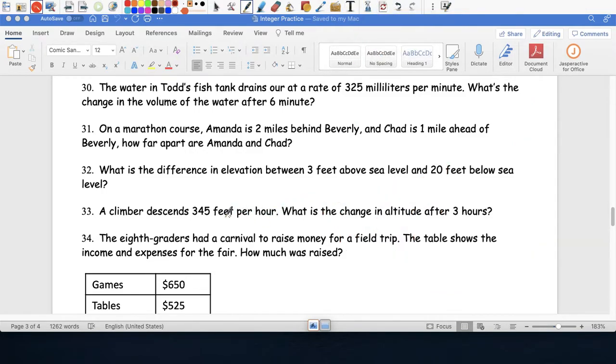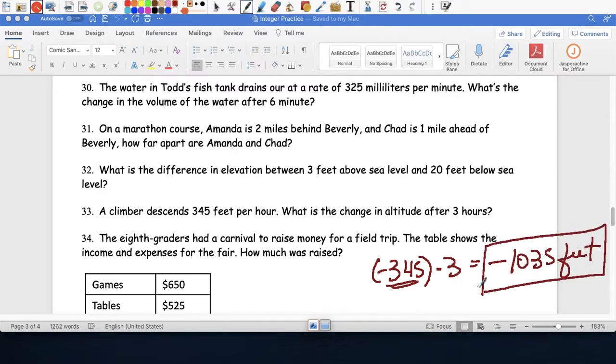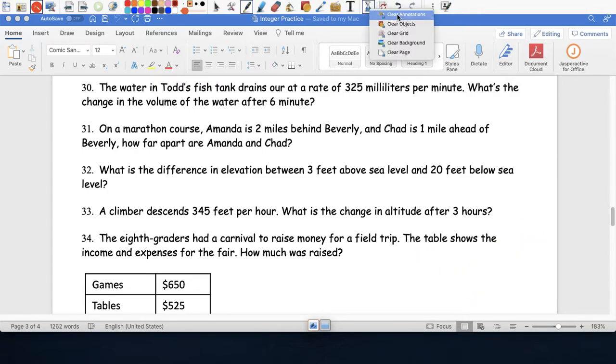33. A climber descends 345 feet per hour. What's the change in altitude? Well, negative 345 times 3, right? It's negative because it's descending. So the change in altitude is going to be negative 1,035 feet. That's the change in altitude after 3 hours. And again, a negative times a positive is a negative.